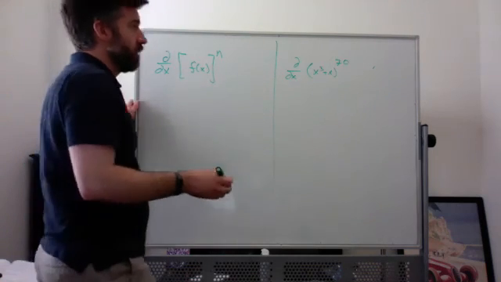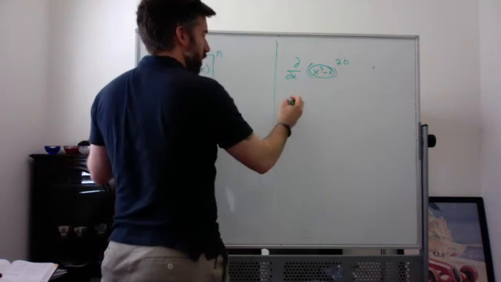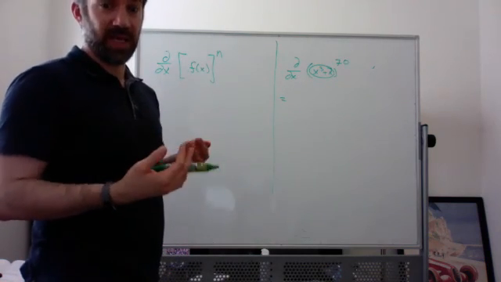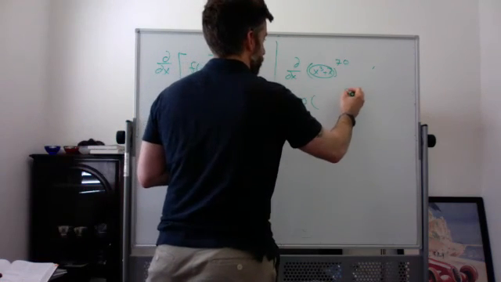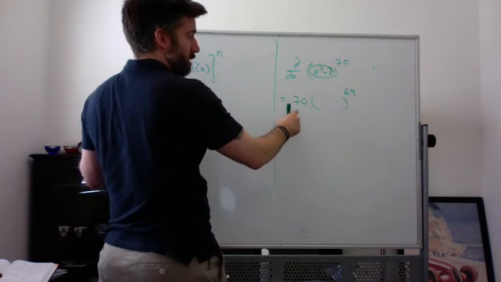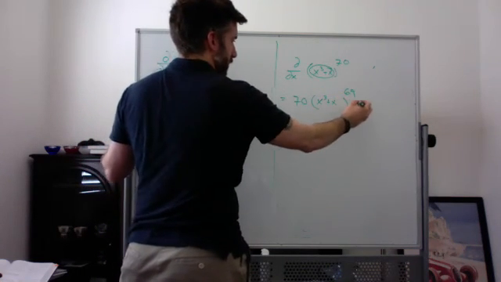And here's the thing. The derivative of some stuff to the 70th power, well, I know the derivative of x to the 70th is 70 times x to the 69th. So the derivative of some stuff to the 70th power is 70 times my stuff to the 69th times the derivative of that stuff.